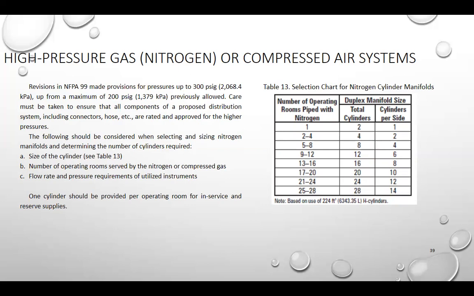Table 13, selection for nitrogen cylinder manifold. So the number of operating rooms served by the nitrogen or compressed gas, flow rate, and pressure requirement of utilized instrument. So this is the number of operating rooms with nitrogen: 1, 2, 4, 5 to 8, and 9 to 12. And there are the sizes, duplex manifold size, when single service is provided per operating room for in-service and reserve supply.